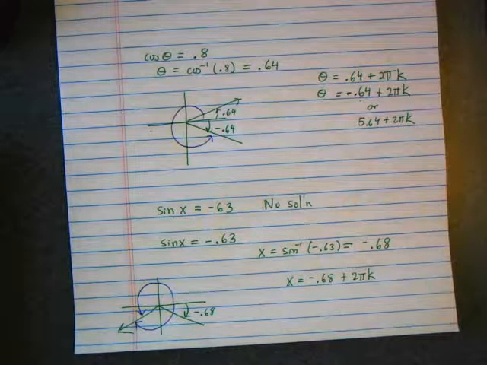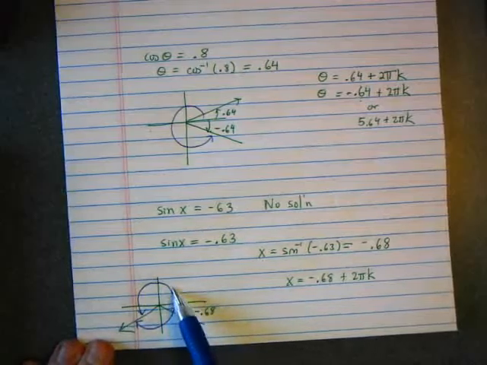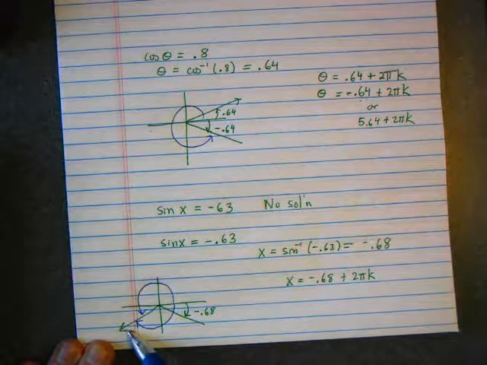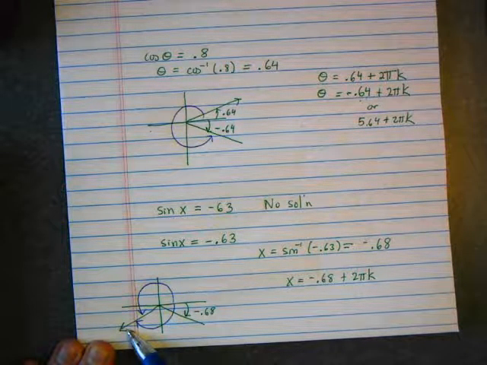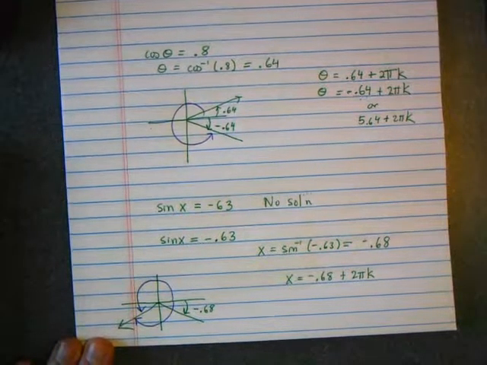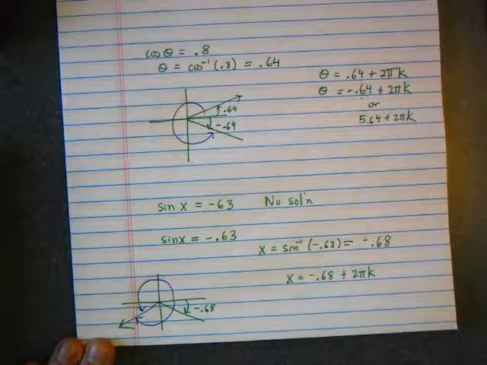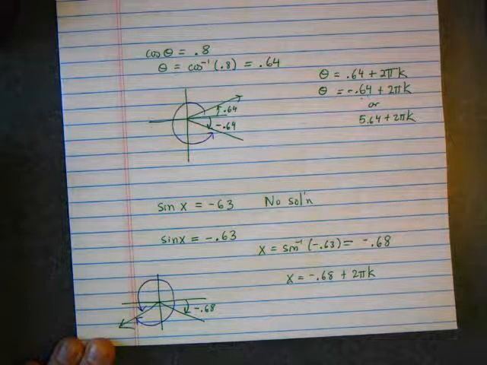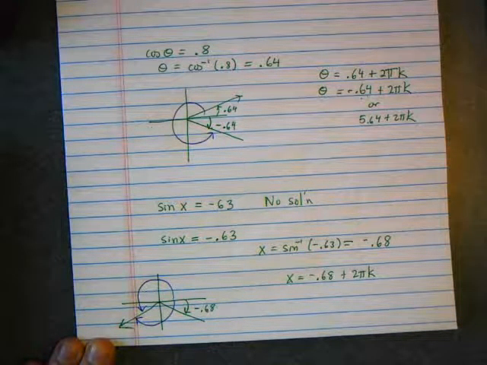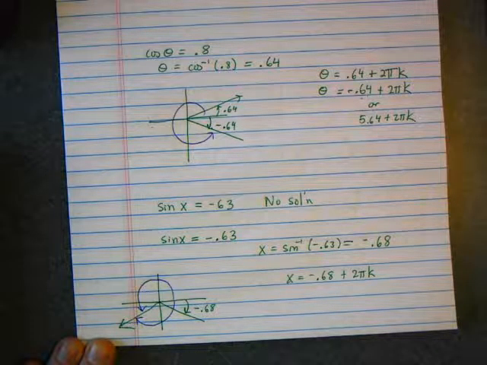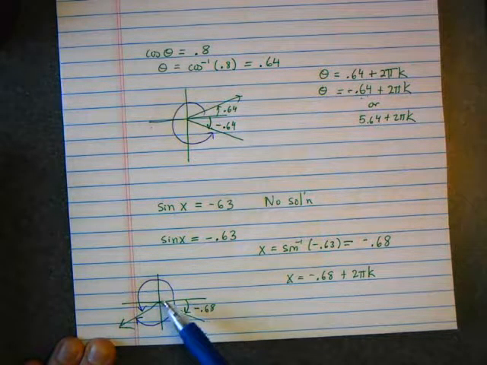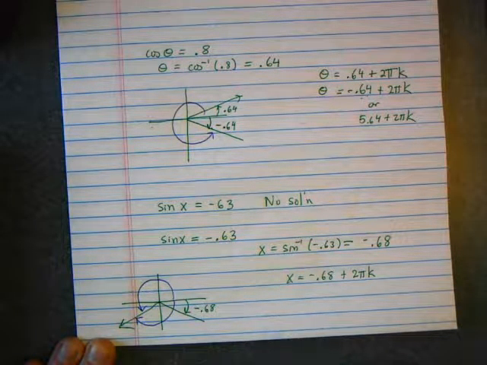I'm going to give either this positive answer or that negative answer. I'm not going to give both. Negative answer would be easier. It's either pi plus 0.68 or pi minus 0.68. Can you tell us how to do it? Can I tell you how to do it?